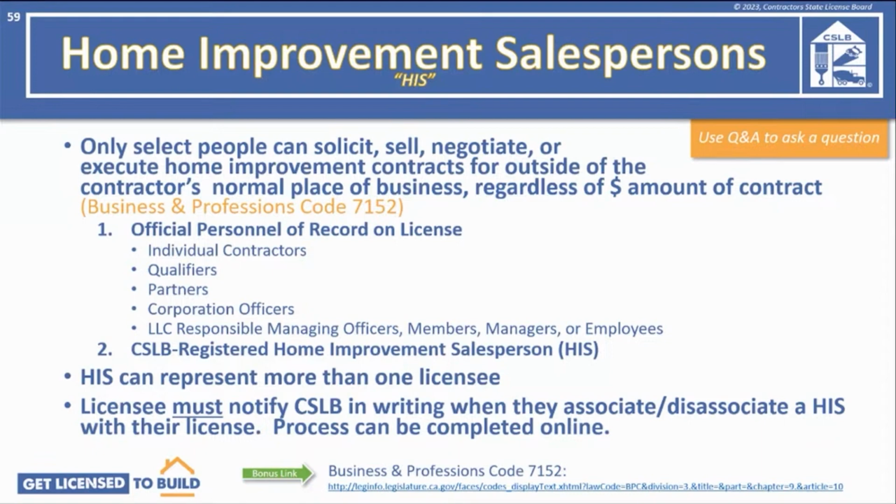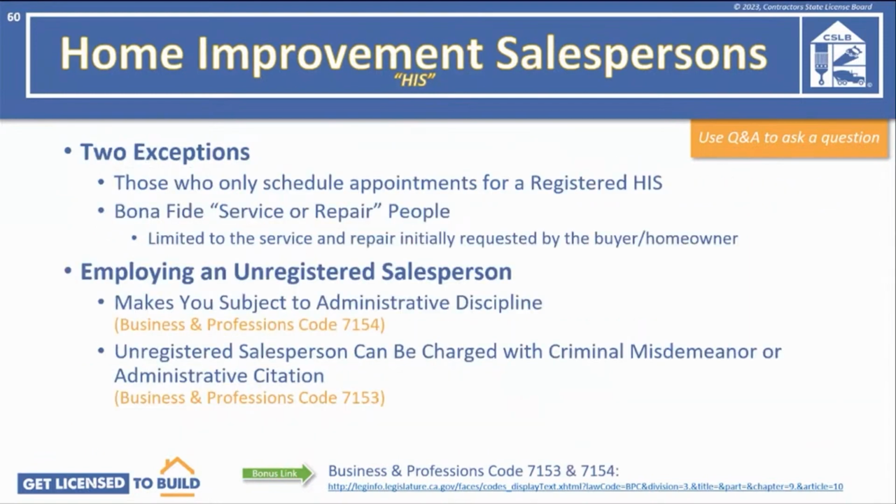The licensee must notify CSLB when they either associate or disassociate an HIS with their license. This process can now be completed online as well. There are a couple of exceptions to note. First are those who only schedule appointments for the contractor or registered HIS, and bona fide service and repair people. These are the folks who call out for repair, including for things like air conditioning, heating, and plumbing. But those service and repair people are limited to the work that was initially requested by the buyer or homeowner.